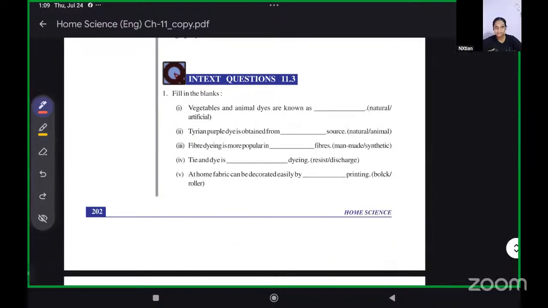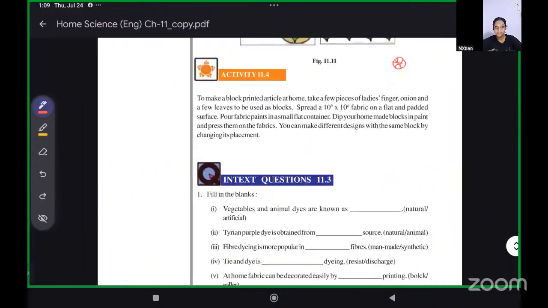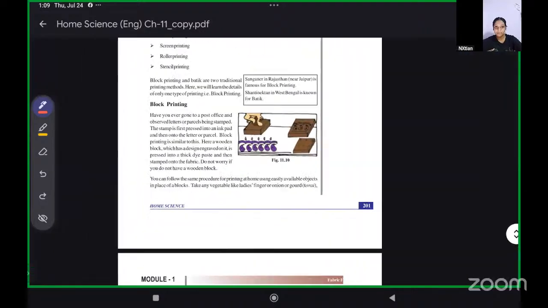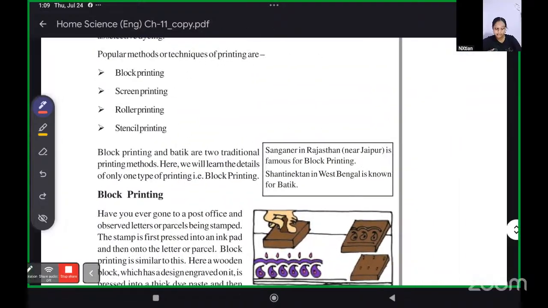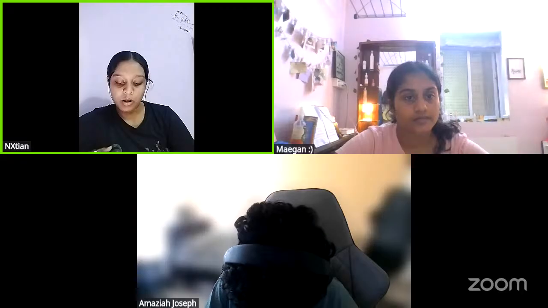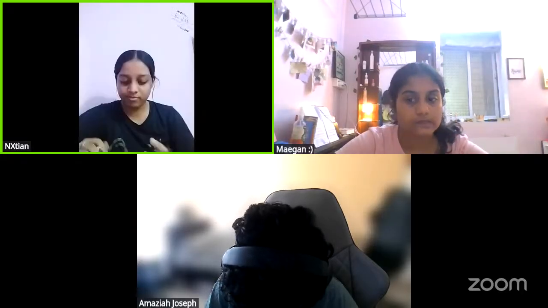Then you have in-text questions. Before that, let's see screen printing. What's screen printing? Let me see if I can find some little bit of an introduction or notes.